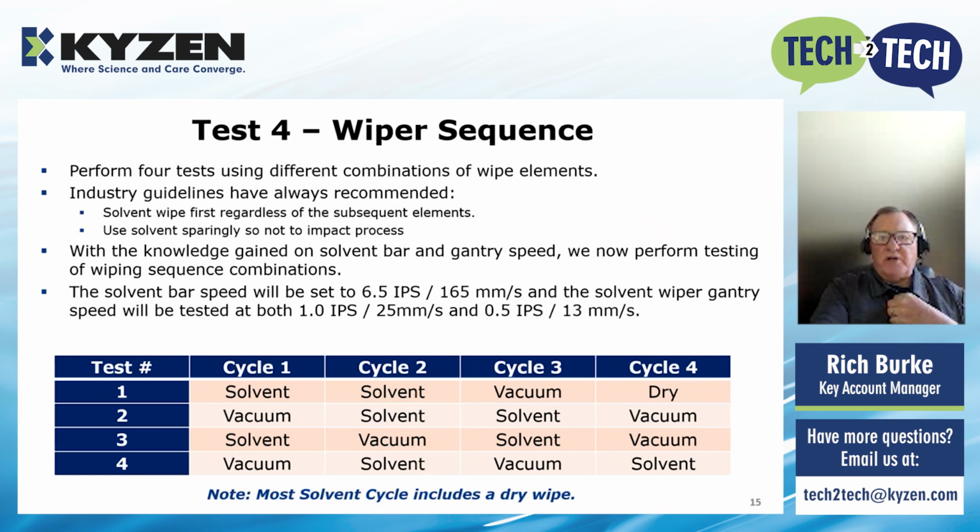So solvent bar speed again at 6.5 inches per second. In this case, we're going to test both 1 inch per second gantry speed as well as half an inch per second gantry speed. So the 4 particular tests or cycles: Test number 1 is a solvent vac dry cycle. Number 2 is a vacuum solvent vacuum cycle. Test 3 is a solvent vacuum.